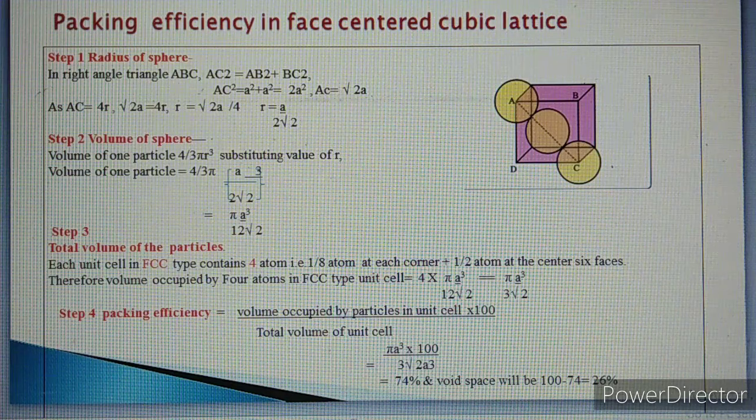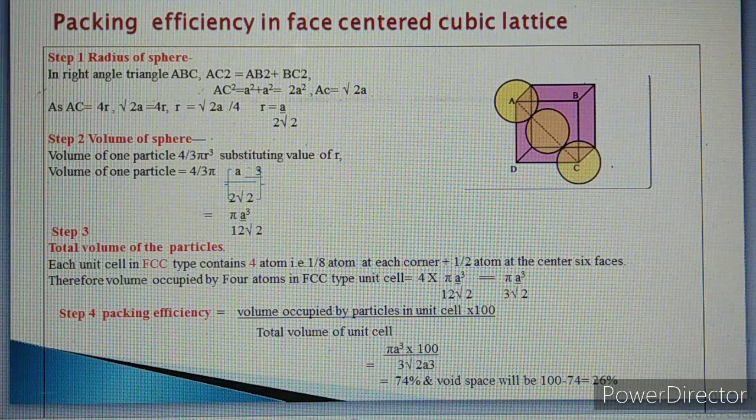And what about void space? Void space or empty space in FCC lattice will be 100 minus 74 is equal to 26%. So, packing efficiency in FCC is 74% and void will be 26%. So, this is about the packing efficiency in face centered cubic lattice. Again, question either MCQ will be there or explain the packing efficiency in face centered cubic lattice. Diagram plus 4 steps. It carries the marks.